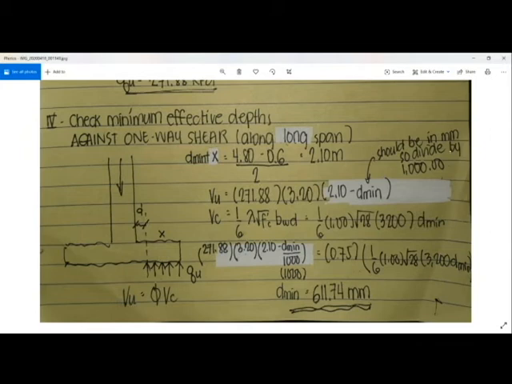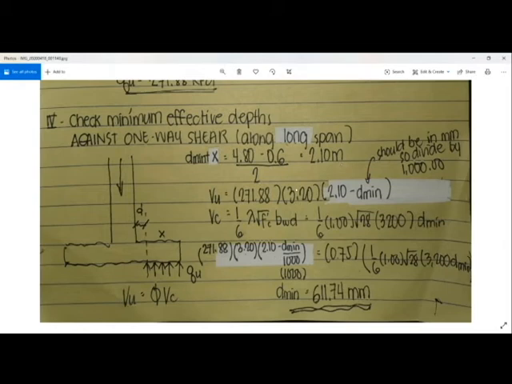By the way, I decided to use method 2 instead of method 1 so that we don't repeat ourselves. In method 2, we just equate VU and VC to determine the minimum depth. If the depth we assumed from the start is above the d minimum, it means our value of d is adequate. But if not, the d minimum is what we will use.